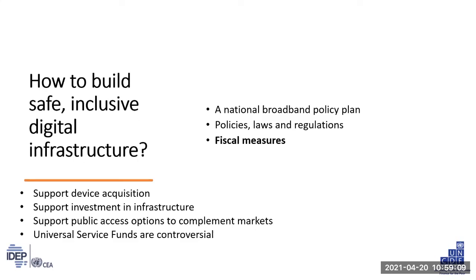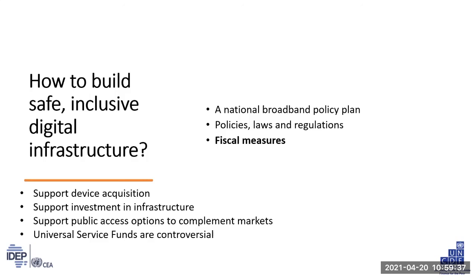Governments can also use fiscal measures to improve access to and usage of digital infrastructure and to help make it more affordable. For example, they can reduce taxes on or provide subsidies for device acquisition. Or they can offer tax incentives for local assembly or production of devices.